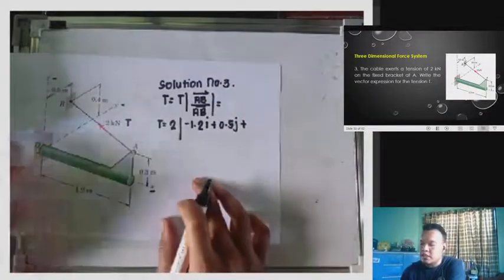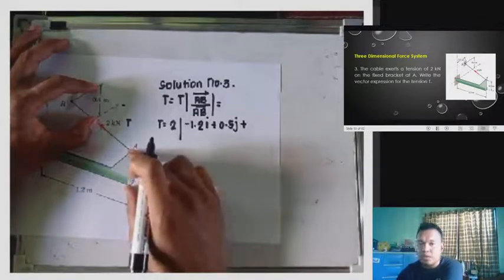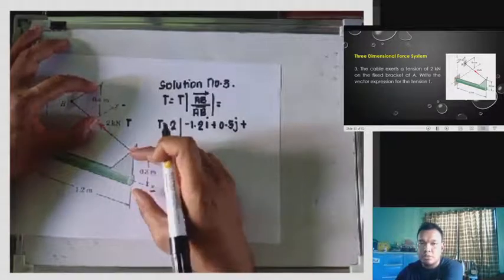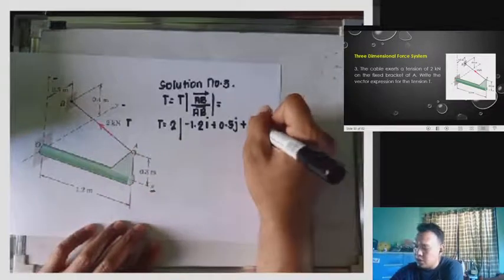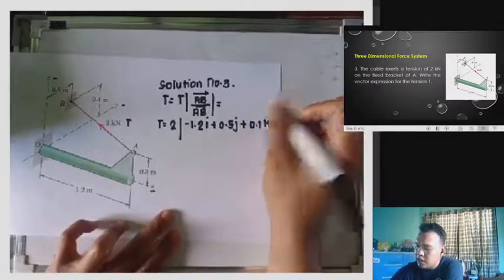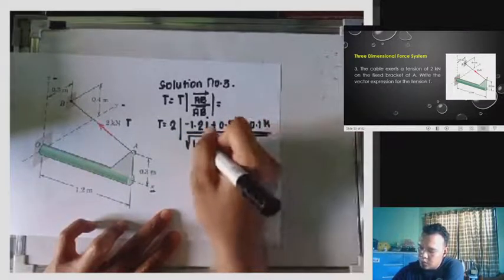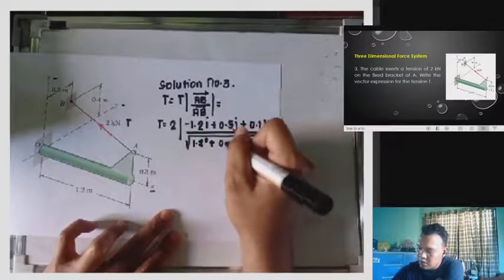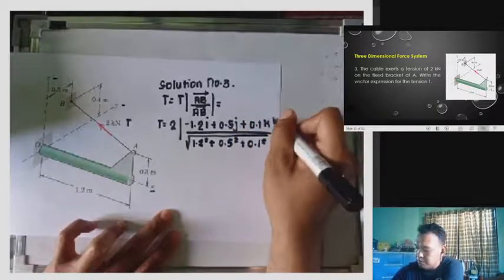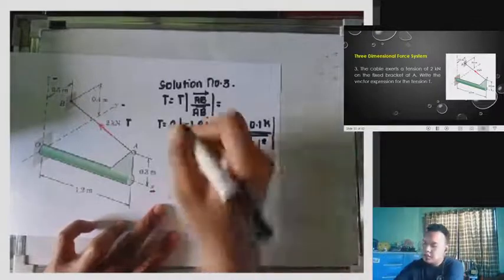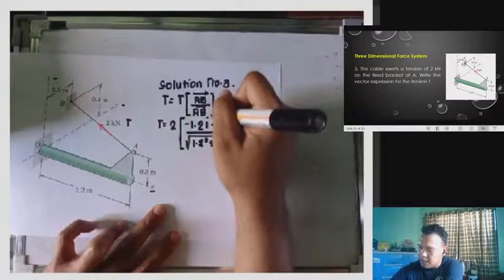Z-axis, itong Z-axis natin is ito. So we have here 0.4, but at point A, meron tayong height pa na 0.3. So ibig sabihin 0.3 minus 0.4, minus 0.1 K all over the square root ni 1.2 squared plus 0.5 squared plus 0.1 squared. Okay. Wala yan absolute value. Multiply pa.